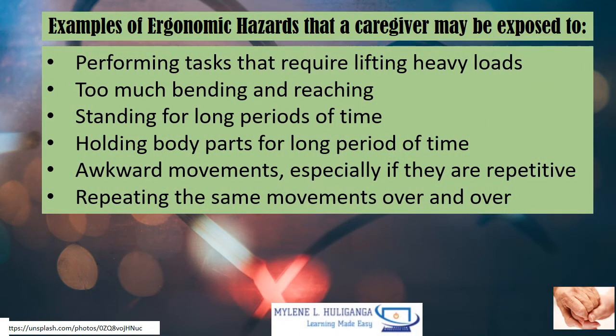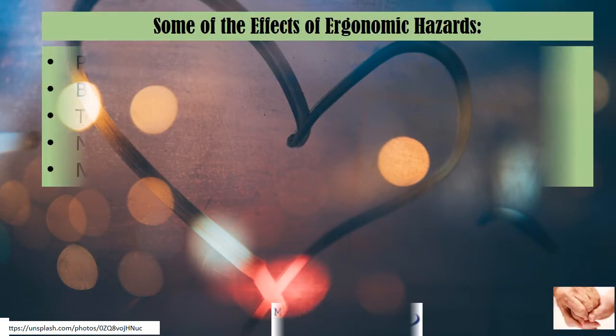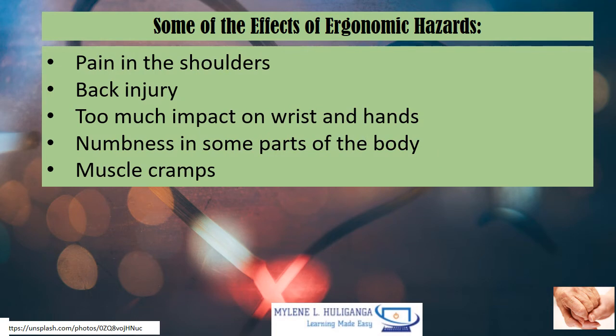Examples of ergonomic hazards that a caregiver may be exposed to are performing tasks that require lifting heavy loads, too much bending and reaching, standing for long periods of time, holding body parts for a long period of time, awkward movements, especially if they are repetitive, repeating the same movements over and over. Some of the effects of ergonomic hazards: pain in the shoulders, back injury, too much impact on wrists and hands, numbness in some parts of the body, and muscle cramps.